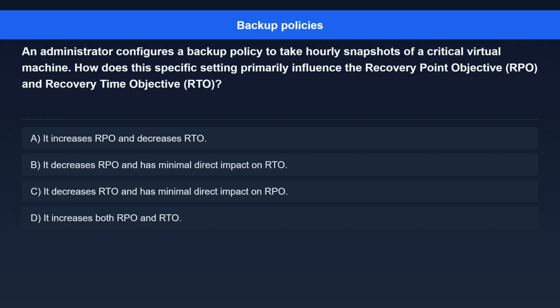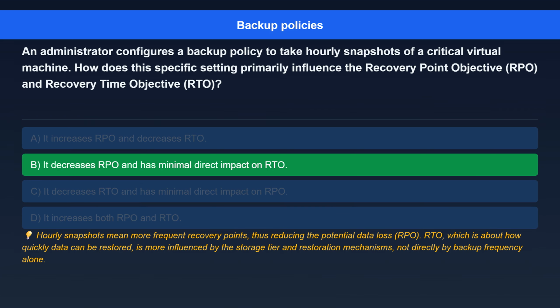Option A. It increases RPO and decreases RTO. Option B. It decreases RPO and has minimal direct impact on RTO. Option C. It decreases RTO and has minimal direct impact on RPO. Option D. It increases both RPO and RTO. The correct answer is, it decreases RPO and has minimal direct impact on RTO.